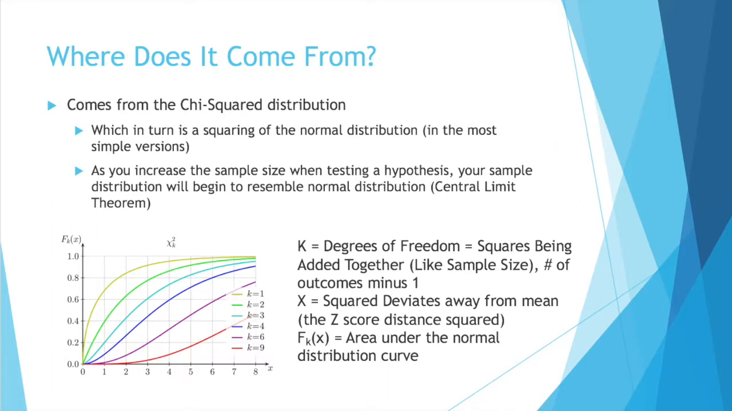Before we do an example to learn how the chi-squared test works, let's talk briefly about where it comes from. The chi-squared test comes from something called the chi-squared distribution, which is in turn a squaring of the normal distribution, at least in the most simple version. So chi-squared is all about testing a hypothesis. Does my observation fit what I expect? As you increase your sample size, your sample distribution will begin to resemble normal distribution. This is known as central limit theorem.